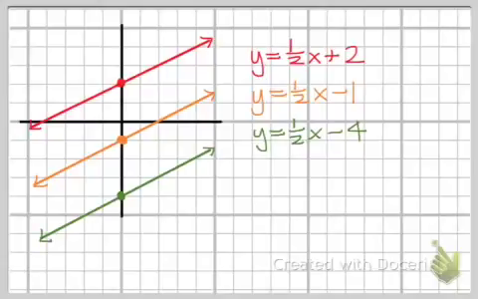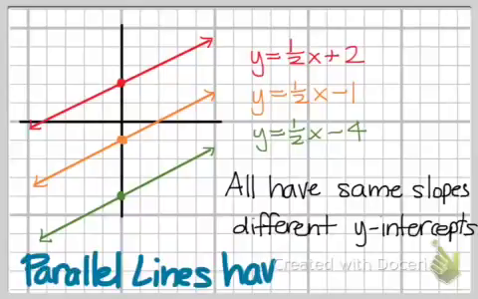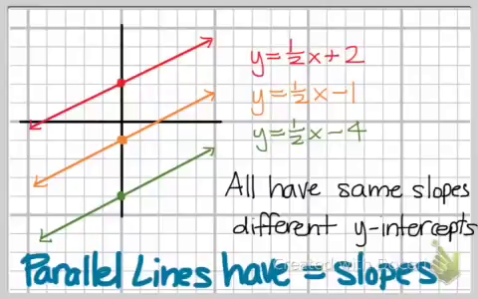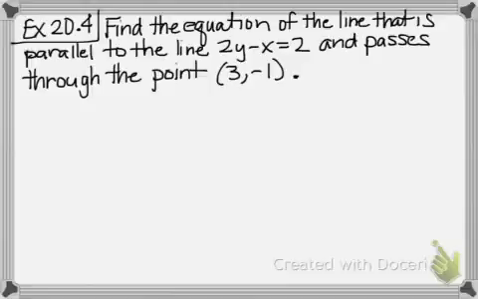So you'll notice in all three of the equations, they all have the same slope, but they have different y-intercepts. So whenever you have the same slope, you end up with parallel lines. Parallel lines always have equal slopes, and that's going to come into play with our problem here today. So it says find the equation of the line that is parallel to the line 2y minus x equals 2 and passes through the point 3, -1.